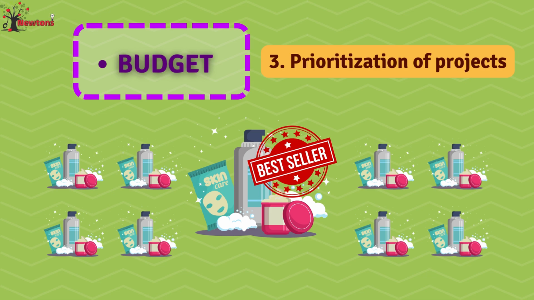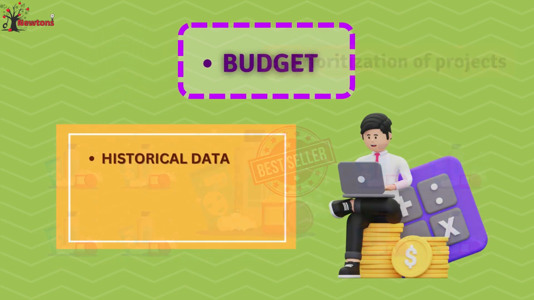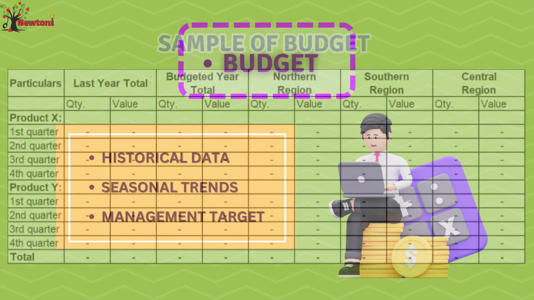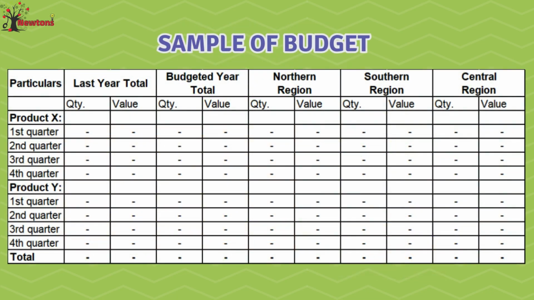And it is very important to know, budget preparations use information like historical data, seasonal trends, and management targets. An example budget looks like this. Number of units sold per month or quarter, at what price, region-wise, product-wise, etc. With this data, our objective should be to achieve this budget at any cost.